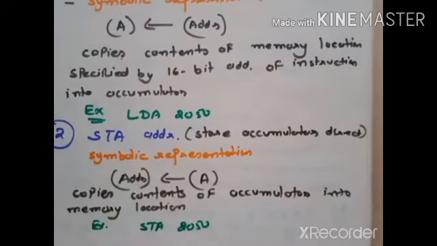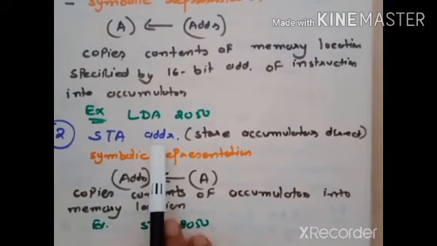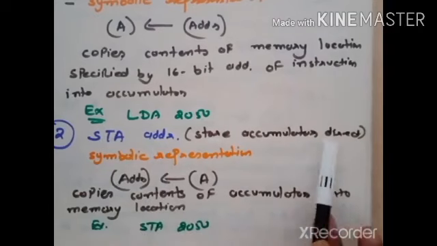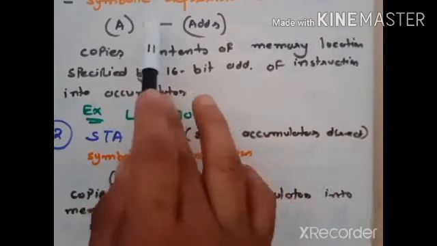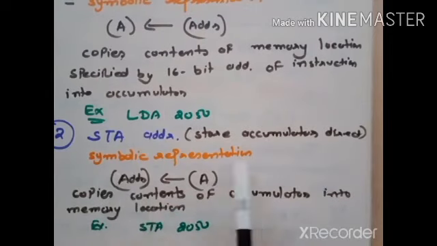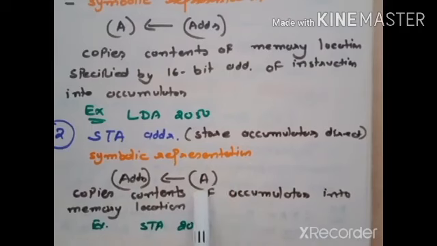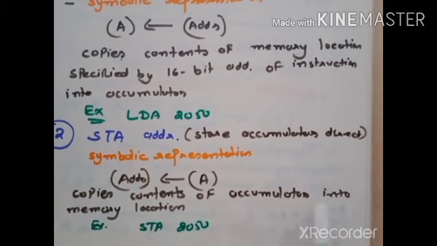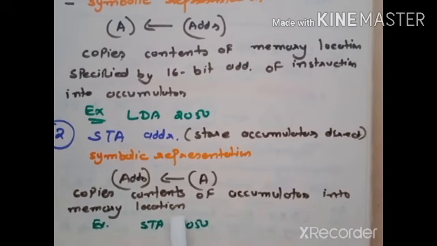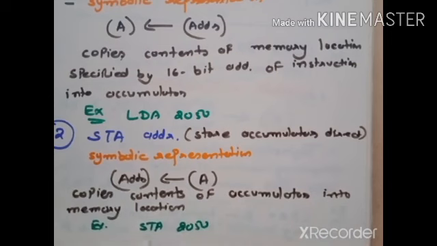Then next instruction, STA address. STA that means store accumulator direct. That means content of accumulator is transferred to the direct address. Opposite of LDA. That means symbolic representation, content of accumulator is transferred to address. Copies the content of accumulator into memory location. Like STA 2050, content of accumulator is transferred to 2050.